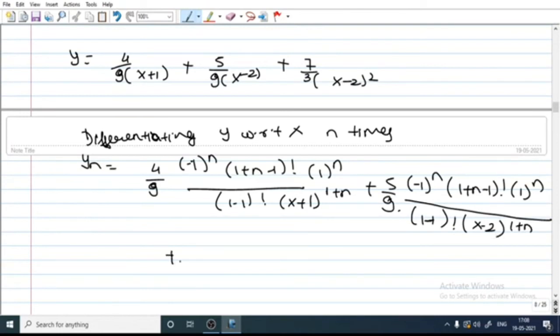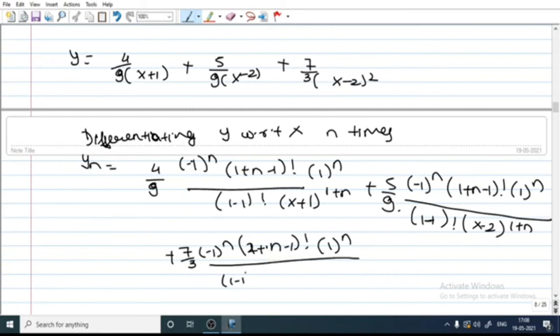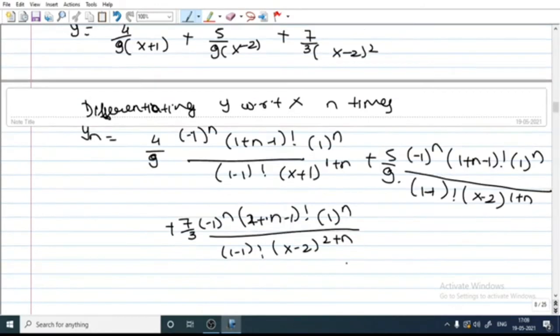After this we are left with the third one, which is nothing but minus 1 power n, here 7 by 3 will be as it is, into 2 plus n minus 1 factorial into 1 power n the whole upon 1 minus 1 factorial, and here we have x minus 2 the whole power 2 plus n. So we are done with this question. Hope you have understood each and every step. Okay, the last part about differentiating. After it you have to simplify the answer.